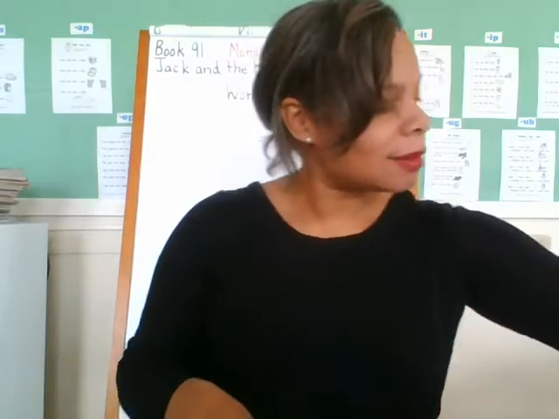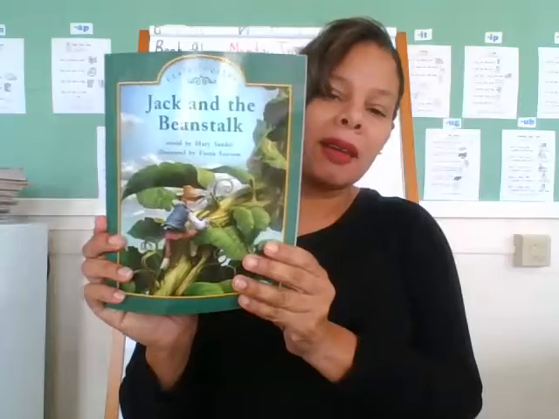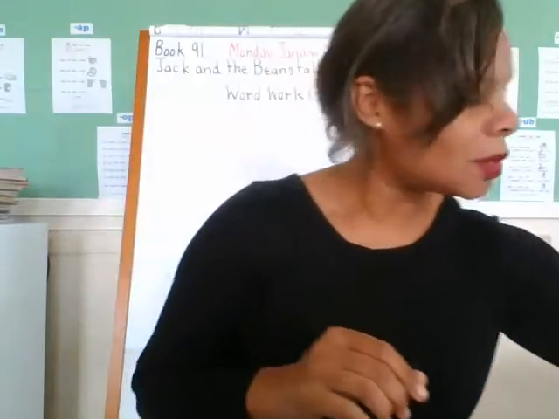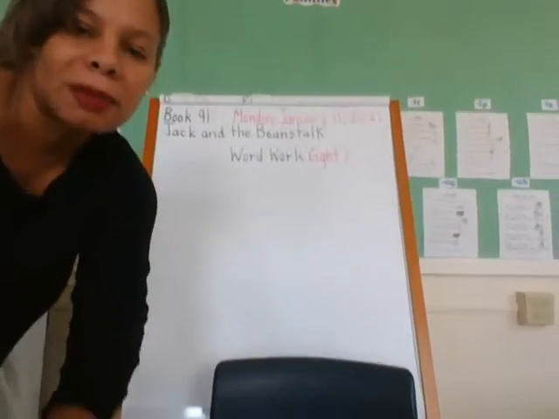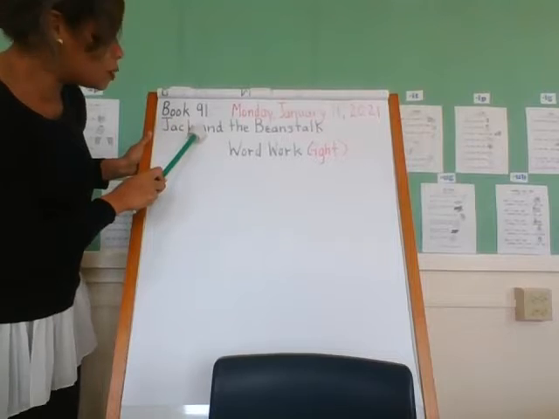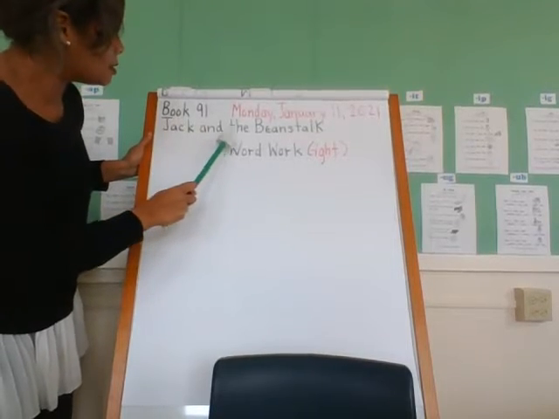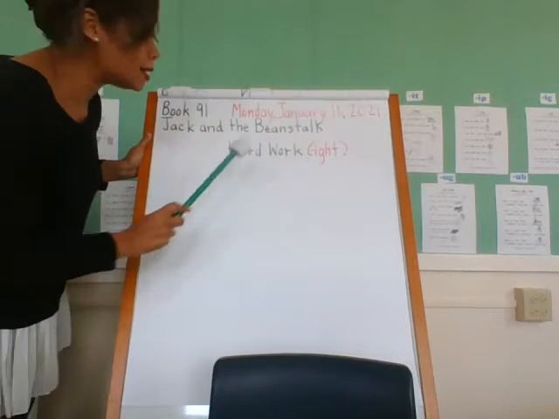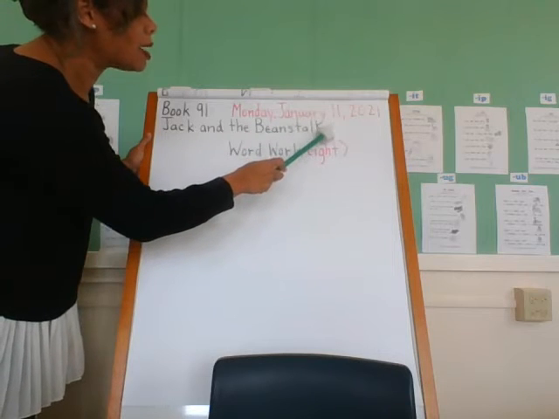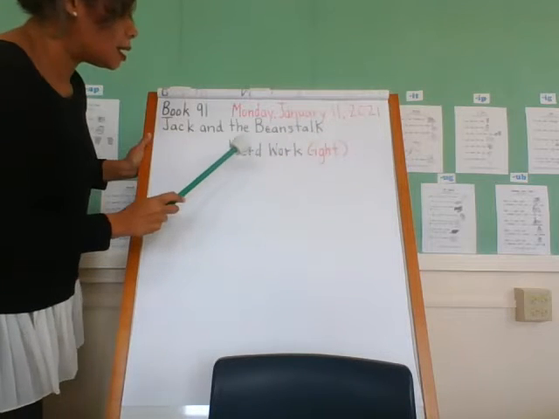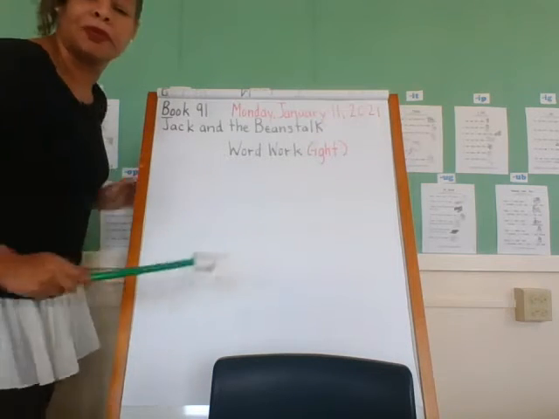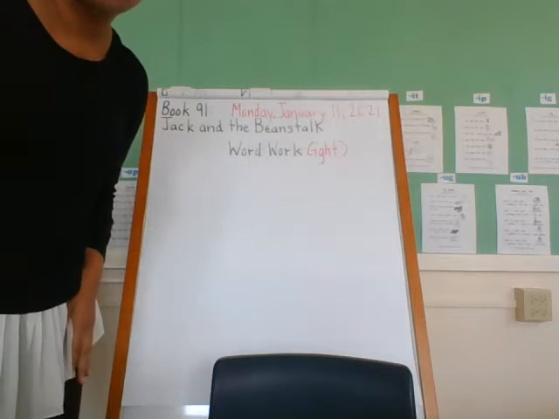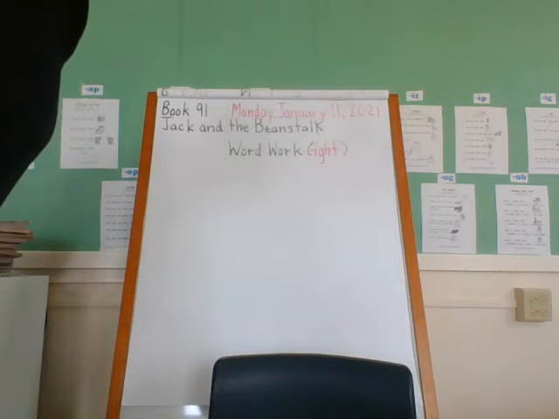Let's begin our lesson. So today we're going to be doing Jack and the Beanstalk. So you can get your books and head up. Okay. Put up a little bit so you can see my face. Okay, book 91, Jack and the Beanstalk. Today's date is Monday, January 11th, 2021. And our word work, we're going to work on the pattern "ite." Okay, so at this point you can pause me to head up your page, and then we're going to begin.